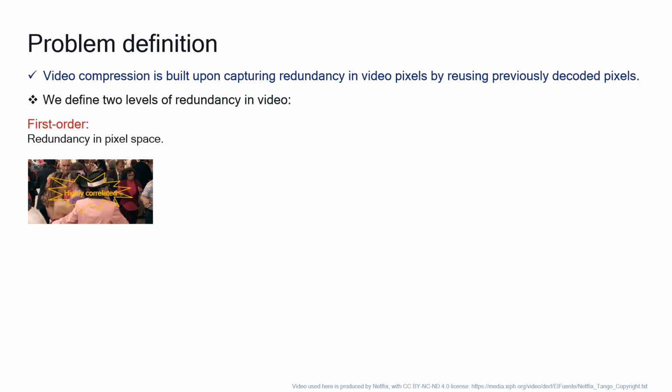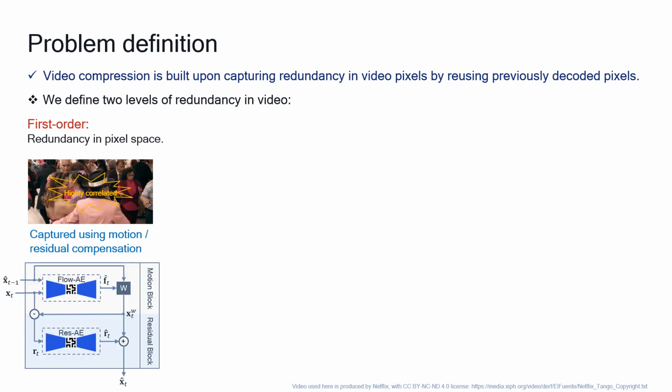The first order is the redundancy in pixel space, which is the similarities in pixel values across neighboring frames. Most of the existing video codecs are designed to capture this type of redundancy, and they do so by following a two-step process: 1. Motion compensation, and 2. Residual compensation, as shown in the block diagram.